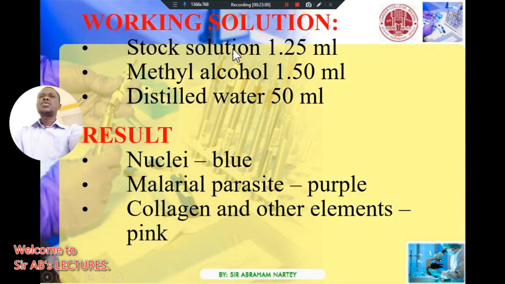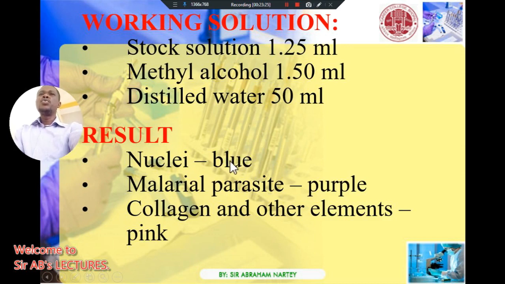So you take the stock solution, 1.5 ml, only 1.5 milliliter. Then you add methyl alcohol, 1.5 ml. Then you dissolve it in what? 50 milliliters of distilled water. 50 milliliters of distilled water. So when you do this, it will be highly diluted so that you can use it to stain your samples. So after you stain, this is the interpretation of the result.